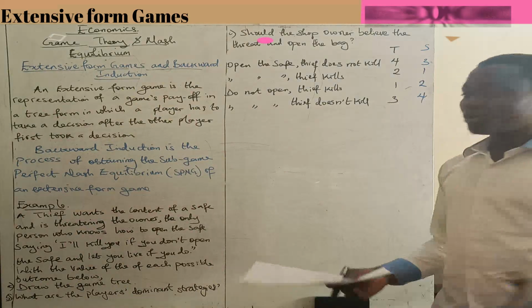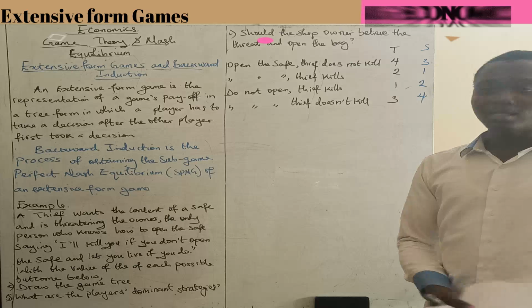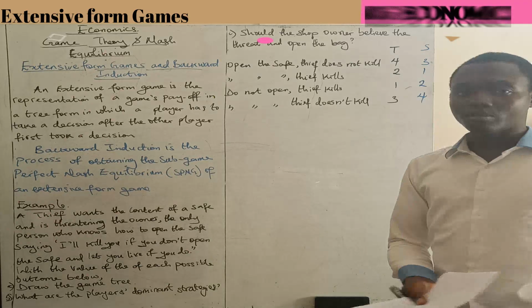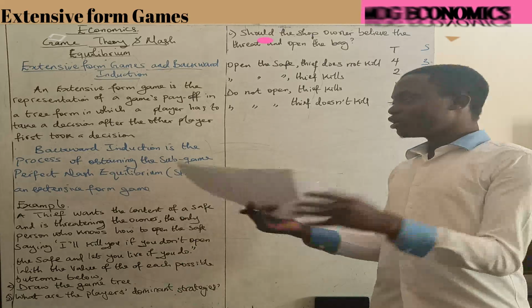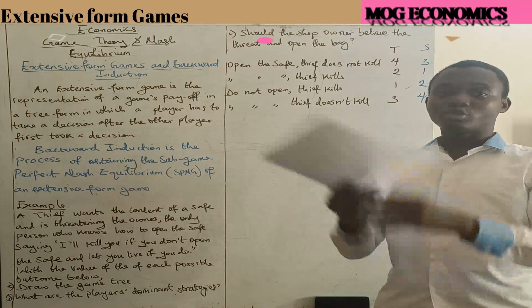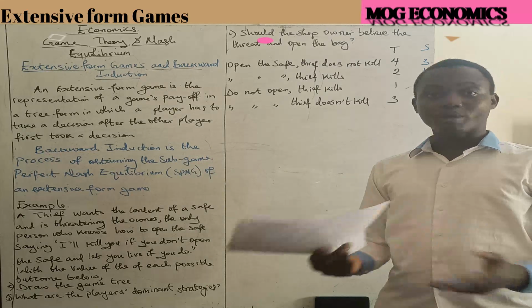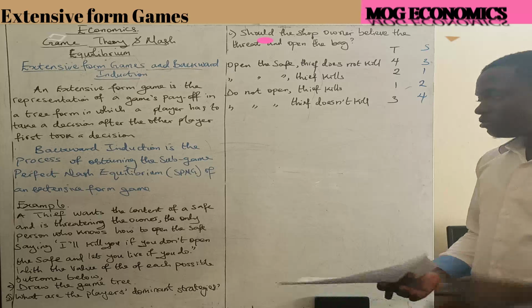So, what is backward induction? Backward induction is the process of obtaining the subgame perfect Nash equilibrium of an extensive form game. So in this particular case, the method by which we go about obtaining our Nash equilibrium when we present our game in a tree form is what is referred to as backward induction. Okay, so we have an example.